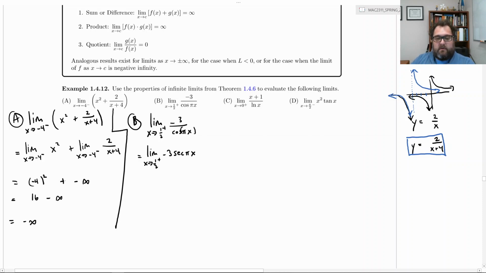Here, let's put parentheses there since we're handwriting. Okay. Now, this entirely depends on my knowledge of secant and what the graph of secant looks like. But I think if you remember from trig, it shouldn't be a problem. So let's do a little sketch of secant over here.